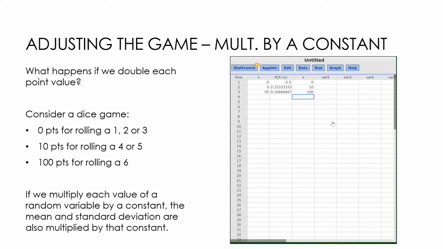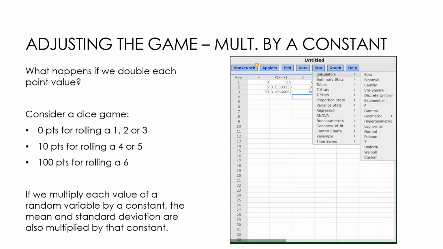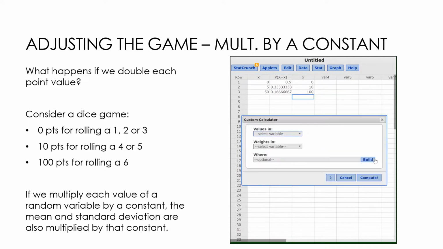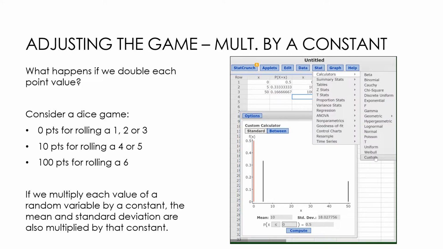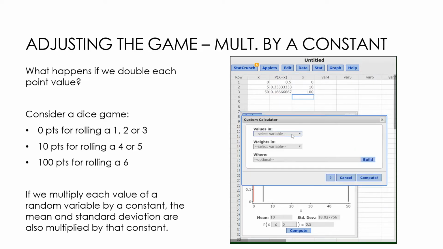And so I want to find exactly what I did before, so I'm going to go to Stat, Calculators, Custom. Now I can go ahead and put my original one up there if we still want to see x and the probability that x is x. So this is what I started with previously. And if I go to Stat, Calculators, Custom, now I'm going to choose my second x. I probably should have labeled that a little bit differently, but I'm using the same probabilities.